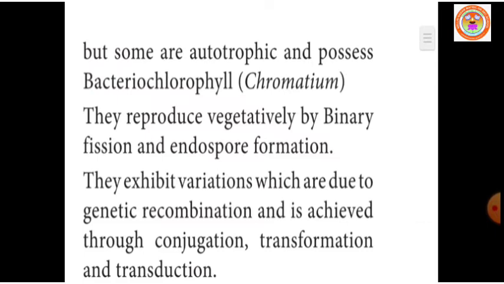Bacteria also possess a number of other characters. They undergo sexual reproduction by exchanging genetic material between two bacteria. Based on this, sexual reproduction in bacteria is divided into three types: conjugation, transformation, and transduction. These three methods achieve genetic recombination, or sexual reproduction, in bacteria.